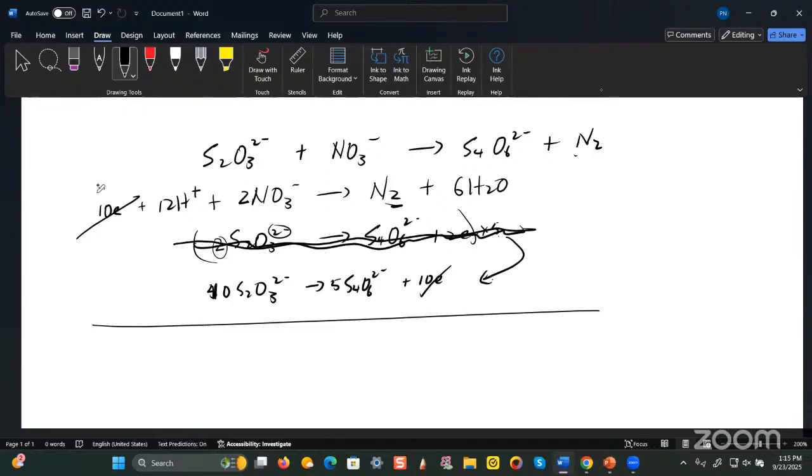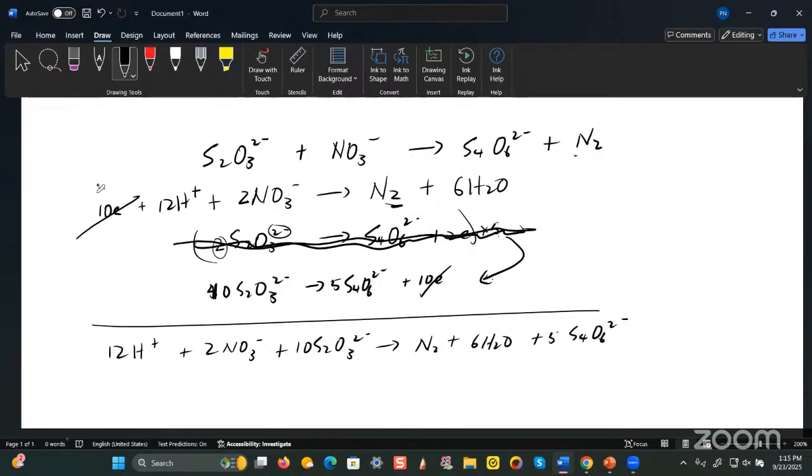Exactly, so just write on what's left. Plus 10 S2O3 2− to give N2, plus 6H2O, plus 5 S4O6 2−. So that should be the final answer, but again, check to make sure everything is balanced, including the charges on both sides.